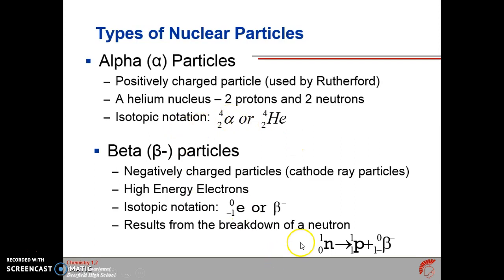So what's going to happen is when a beta particle gets ejected, you have the breakdown of a neutron. With a neutron, you've got no charge, but a mass of 1. So when it breaks down, it's going to split up into a proton and an electron. All the mass and the positive charge will go to the proton, and then the negative charge goes to the beta particle.